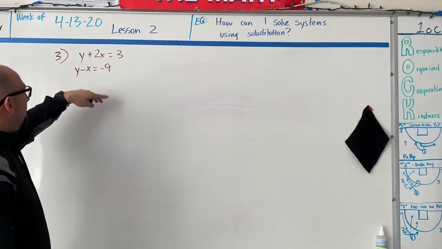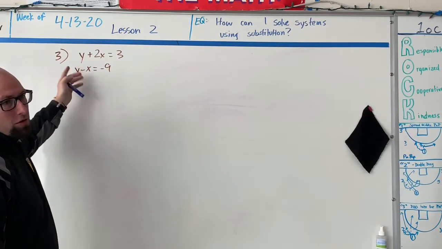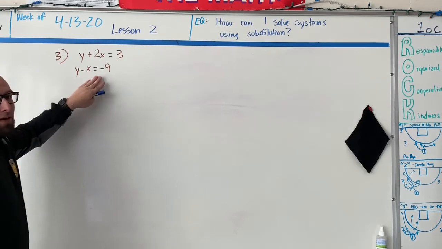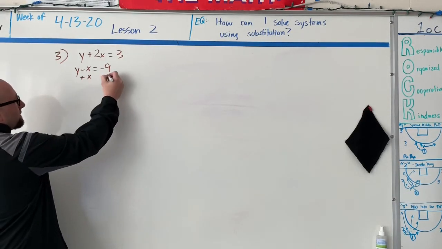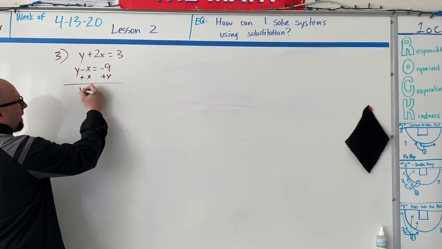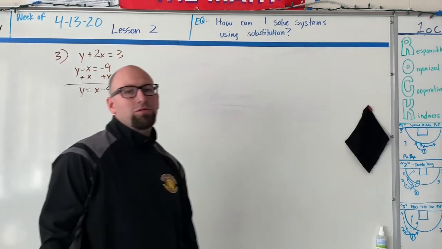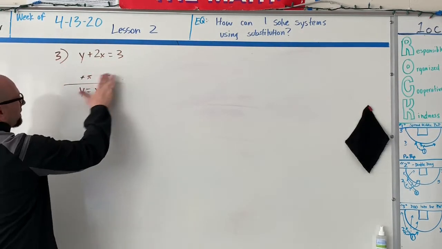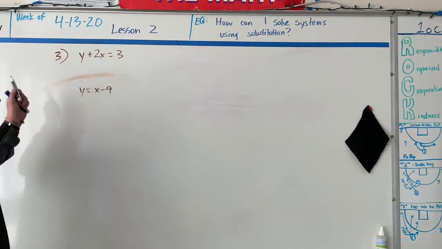So we can either subtract 2x out of here, or we could add x here. That's the easiest way. So what I'm going to do is take this bottom one and add x to both sides of the equation. So I get y equals x minus 9. Okay, so y equals x minus 9, there's that. So I can actually just get rid of this. And there's my two equations.